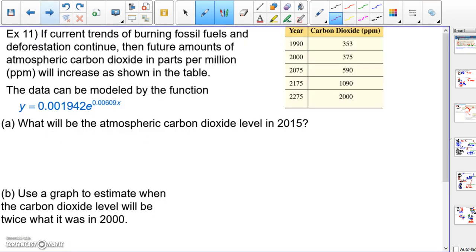Example 11. If current trends of burning fossil fuels and deforestation continue, then future amounts of atmospheric carbon dioxide in parts per million will increase as shown in this table. The data can be modeled by this function. Part A, what will be the atmospheric carbon dioxide level in 2015? Really, this is just a plug and chug. So we've got the formula, and we're going to plug that in.